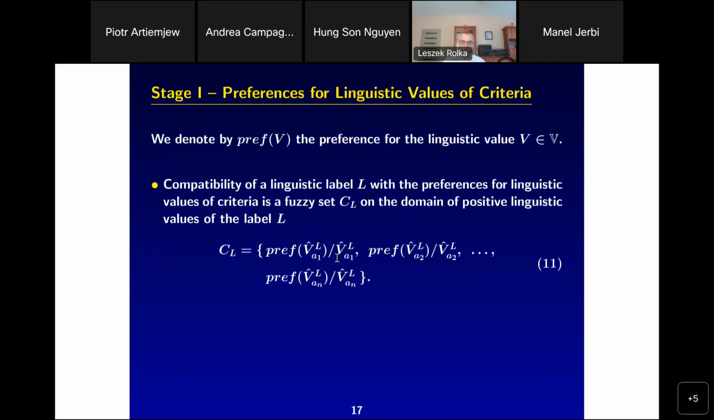The decision maker must provide a preference degree, pref of V, for each linguistic value V of all criteria. Then we can express the compatibility of a linguistic label L with the preferences that were given by the decision maker. And this is expressed as a fuzzy set, CL, on the domain of all of the positive linguistic values of the label L.